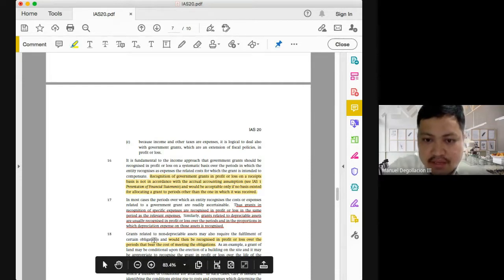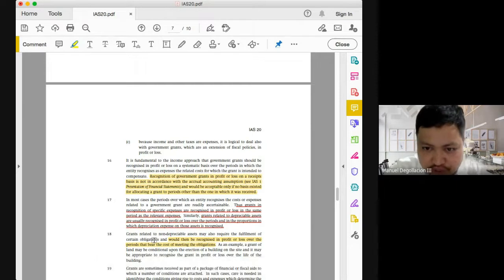Paragraph 18, grants related to non-depreciable asset may also require the fulfillment of certain obligations and would then be recognized in profit or loss over the periods that bear the cost of meeting the obligations. Okay, so this would just be similar to a grant that will require the entity to spend for certain expenditures.